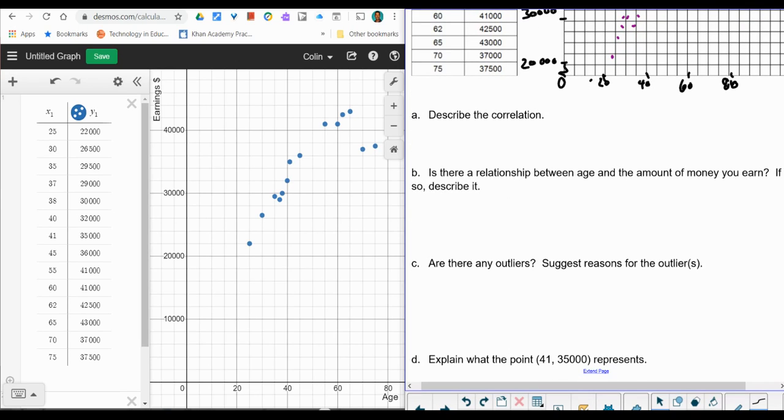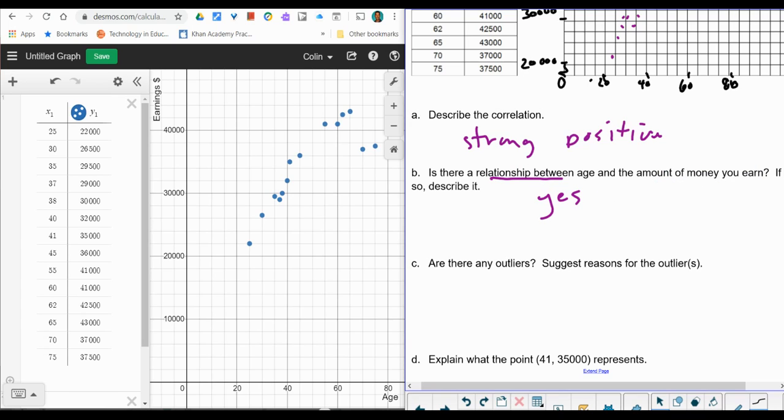So if we were to ask some questions here, describe the relationship. Well, it's pretty strong and pretty positive. So strong and positive correlation. Is there a relationship between age and the amount of money you earn? Yes.